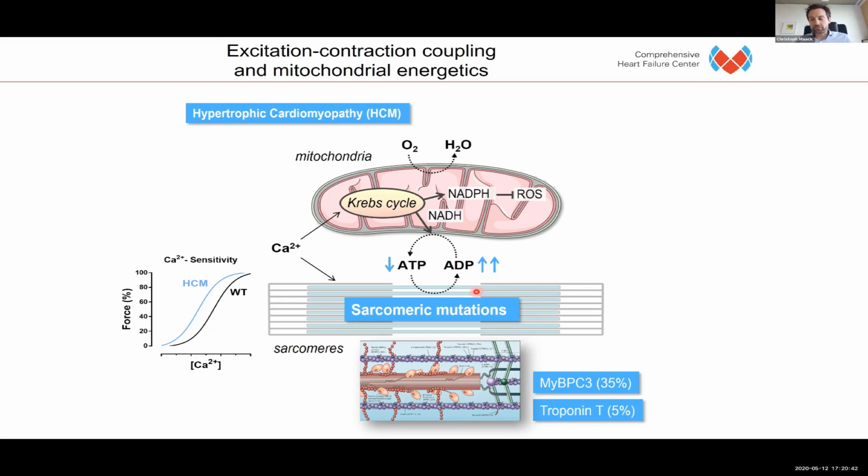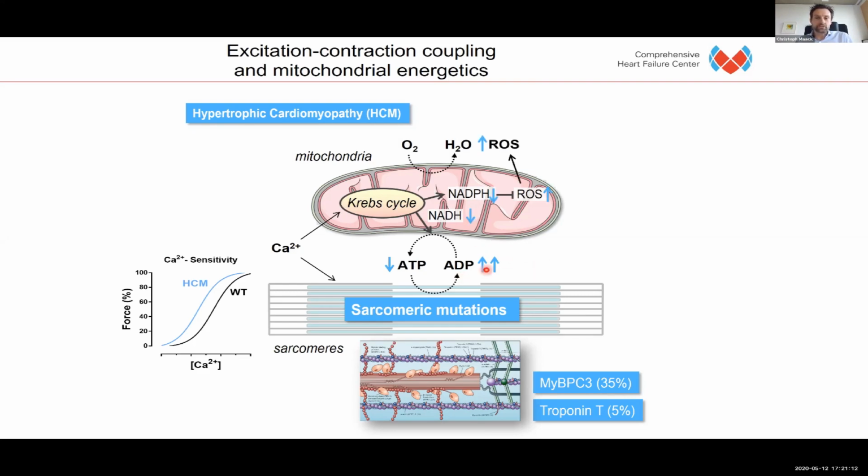So this is actually the idea that at some point Thomas Eschenhagen came up with, because he and Lucie Carrier have been working on HCM for some time. They came up with the idea that maybe this increased energy demand could be a reason for an energetic mismatch, which we had previously looked at in systolic heart failure. And they were right. So we got the mice from Lucie.